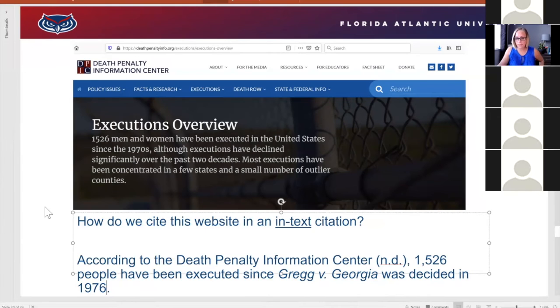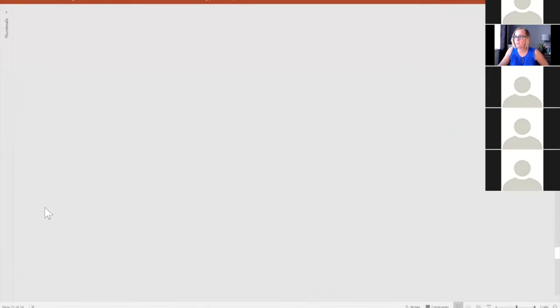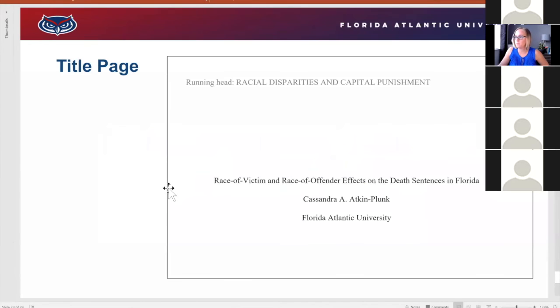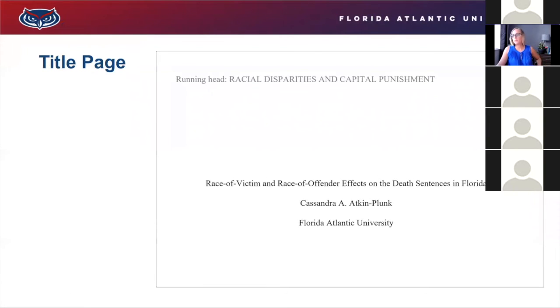And then the last couple of things that I want to go over and look at with you all are the title page and the reference page. So if we look at a title page for APA formatting, your title page has the title of your paper, followed by your name and the university.